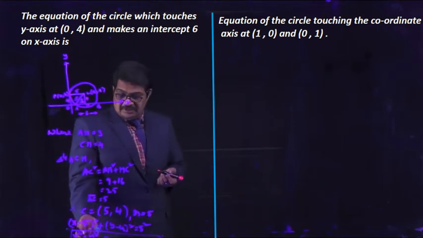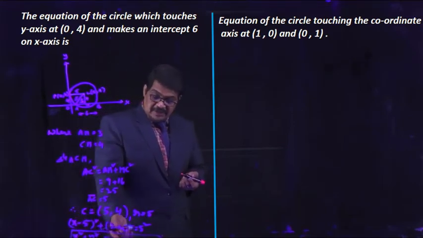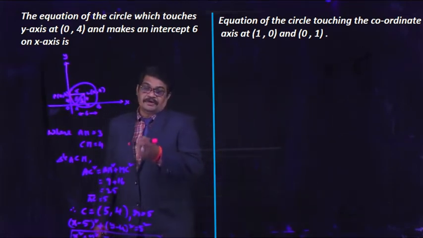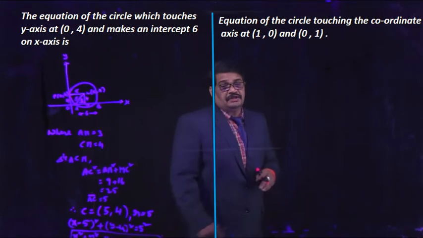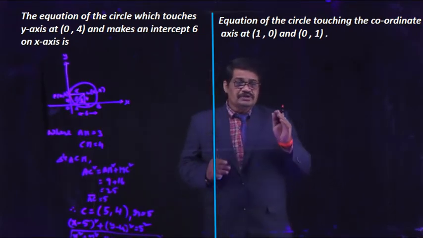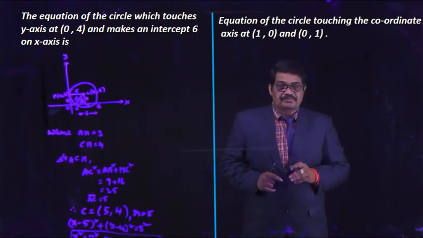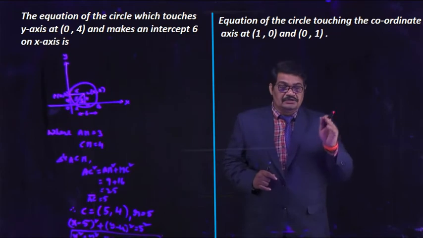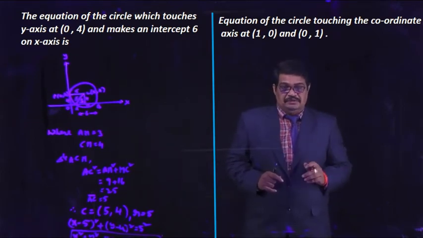The circle is x square plus y square minus 10x minus 8y plus 16 is equal to 0. Okay. Next, see another question. The equation of the circle touching the coordinate axis at (1, 0) and (0, 1). This is the problem here.